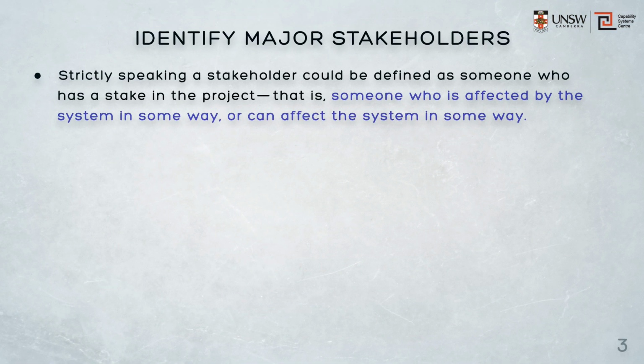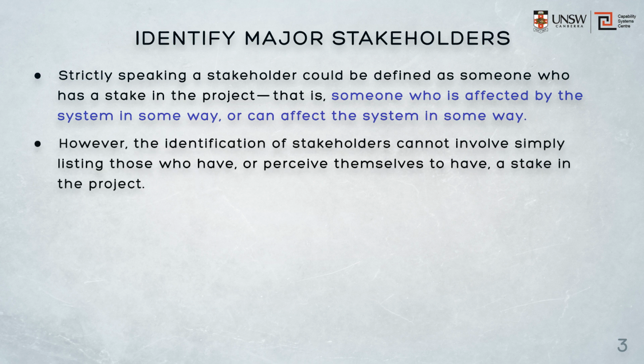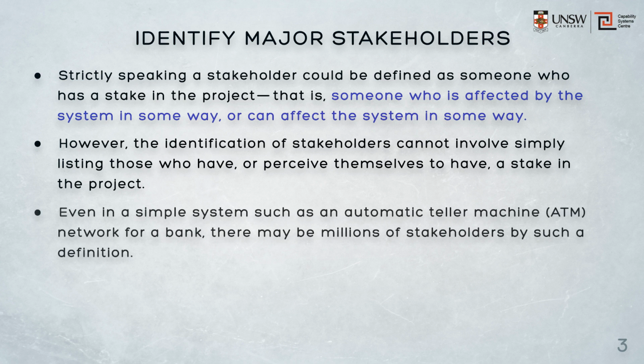Strictly speaking, a stakeholder could be defined as someone who has a stake in the project. That is, someone who's affected by the system in some way or can affect the system in some way. However, the identification of stakeholders can't simply be listing those who have or perceive themselves to have a stake in the project. In most systems, this is not useful since it's often difficult to find someone who's not affected by the system in some way. For example, even in a simple system such as an automatic teller machine network, there may be millions of stakeholders if we use such a general definition.